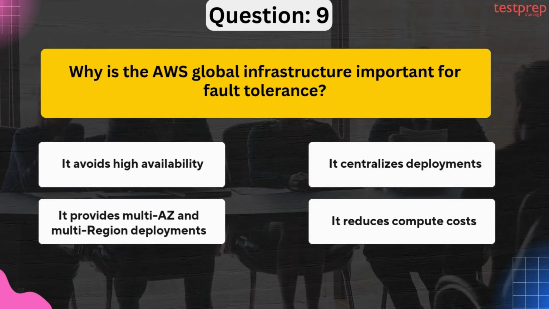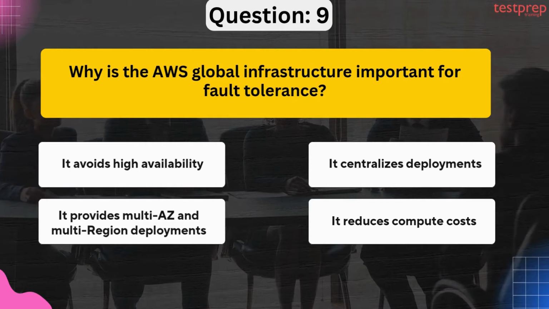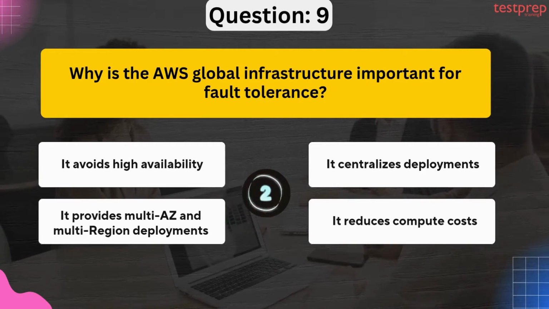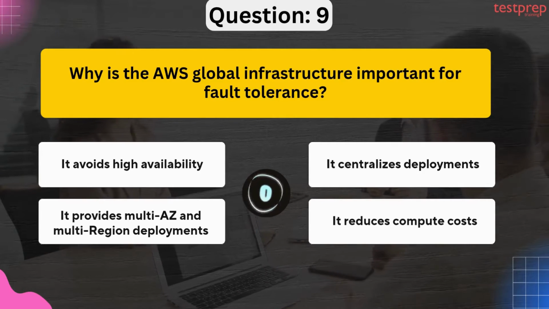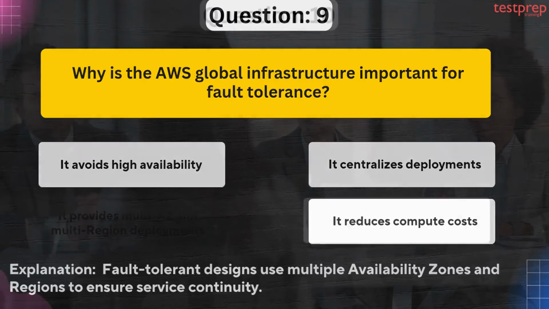Question 9. Why is the AWS global infrastructure important for fault tolerance? The correct answer is it provides multi-AZ and multi-region deployments. Fault-tolerant designs use multiple availability zones and regions to ensure service continuity.